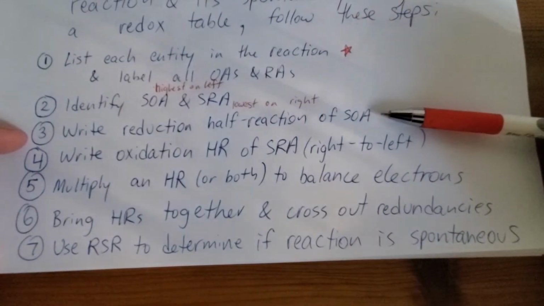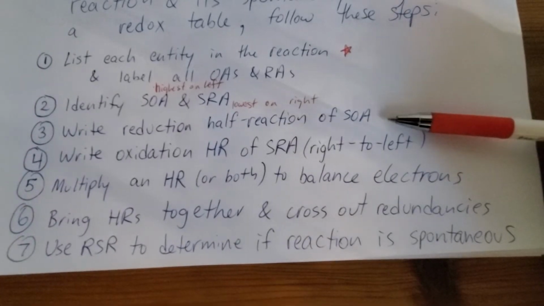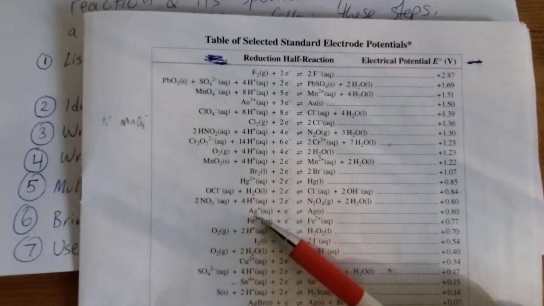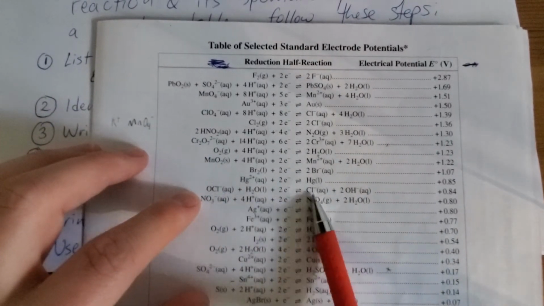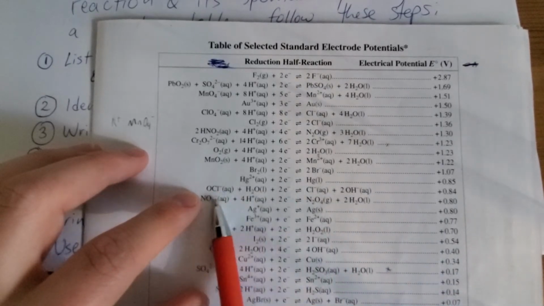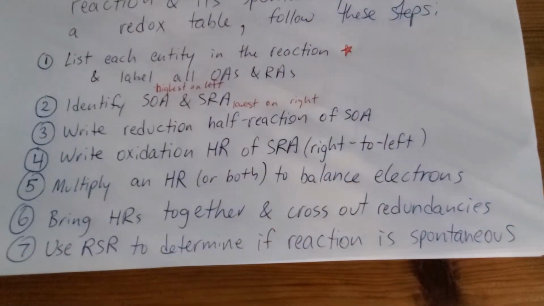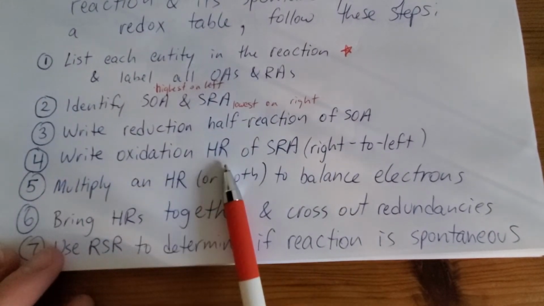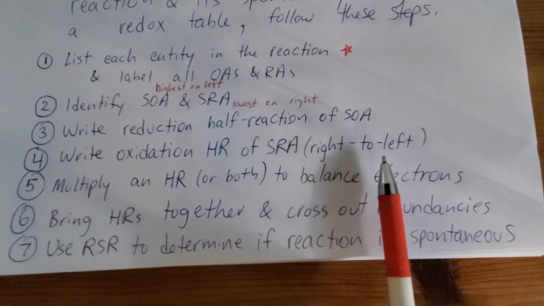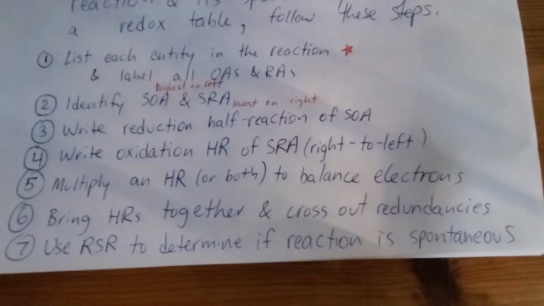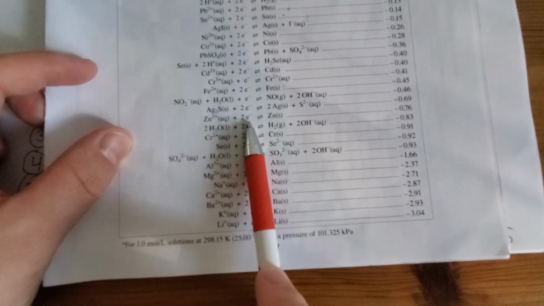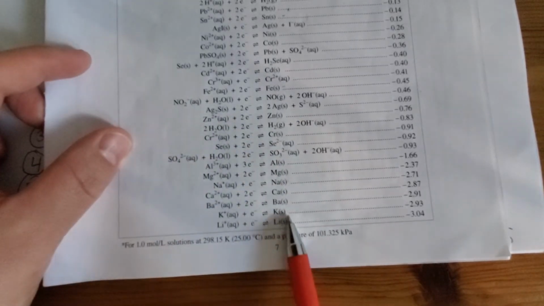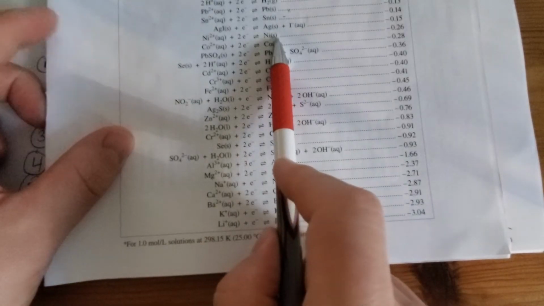Next, you take your SOA and write the reduction half reaction as it appears in your data booklet. Let's say you've got hypochlorite in solution: OCl⁻ plus H2O plus 2e⁻ becomes this. You just write it as you see it. You don't change anything. Next, you write the oxidation half reaction of the SRA. Put it in brackets, right to left, because oxidation half reactions go right to left. Let's say solid zinc was being oxidized. You'd write it: zinc becomes zinc 2+ ions and 2 electrons. You'll see in the example we do, find the SRA and then write it right to left.